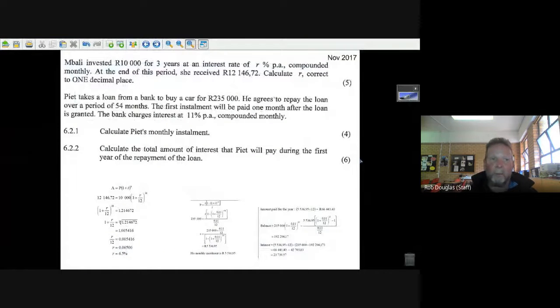Okay, here's the next question in the financial math workshop. We're going to do the questions from 2017. Now it starts off with the first question.